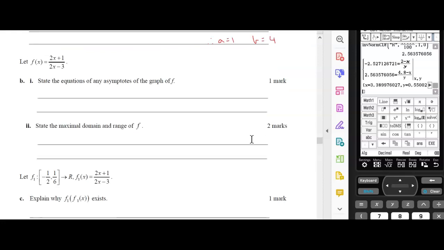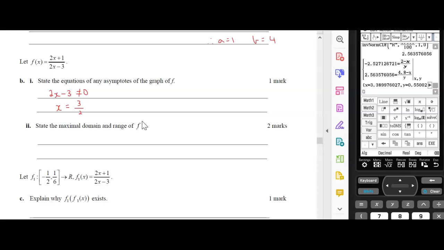Now, let f of x equal (2x plus 1) over (2x minus 3). State the equations of any asymptotes of the graph of f. We know that our denominator cannot equal 0, so 2x minus 3 cannot equal 0, because it's undefined when the denominator is 0. Let's solve that: x is equal to 3 over 2. So there's your vertical asymptote.